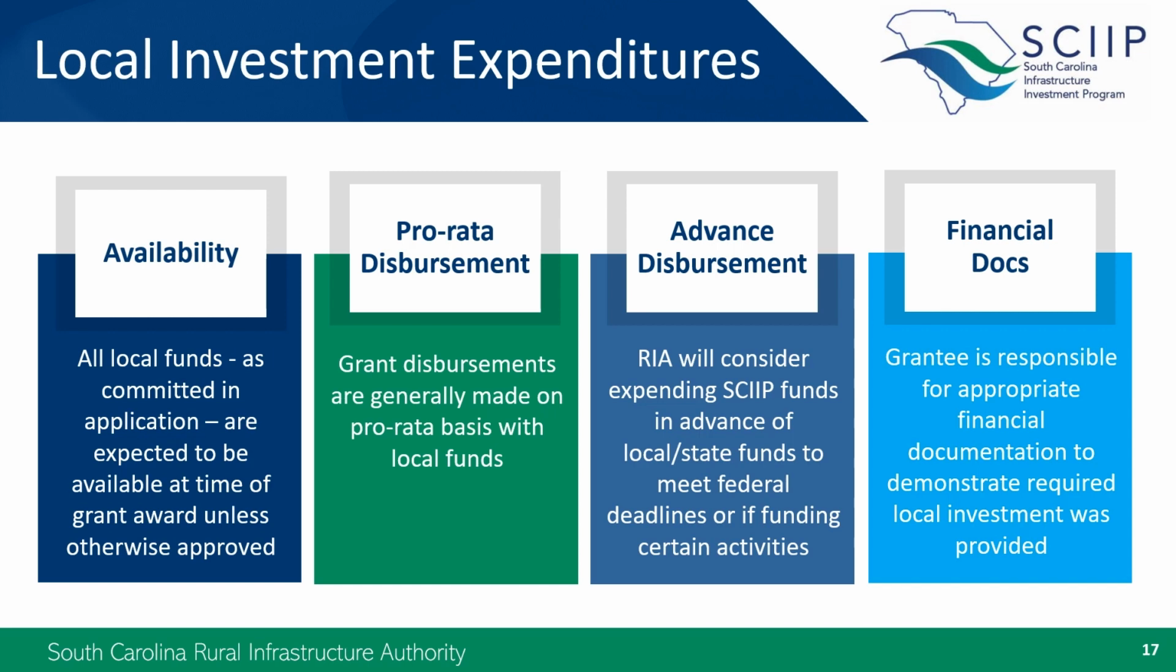Generally, grant disbursements will be made on a pro rata basis with the local investment. However, RIA will consider requests to allow expending SCIIP funds in advance of local match or state-funded RIA grants when necessary to meet the federal expenditure deadline. Either way, the grantee would still be responsible for contributing the required local investment as well as providing the appropriate financial documentation demonstrating said investment.